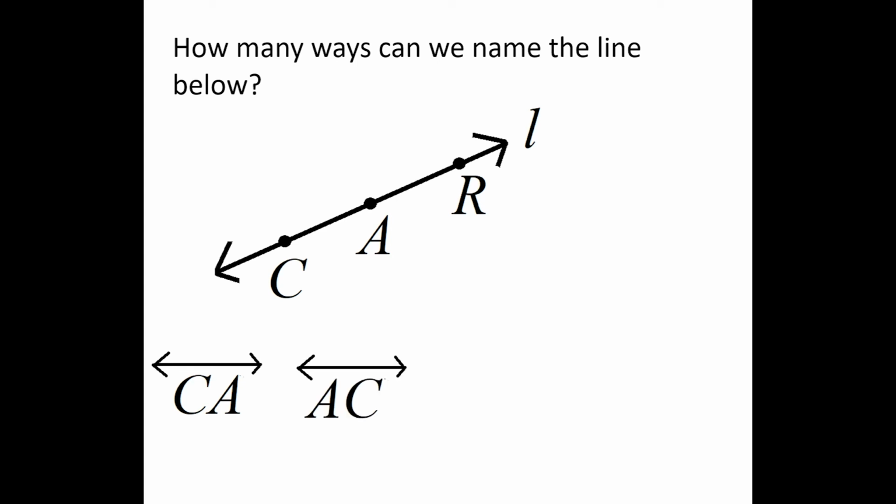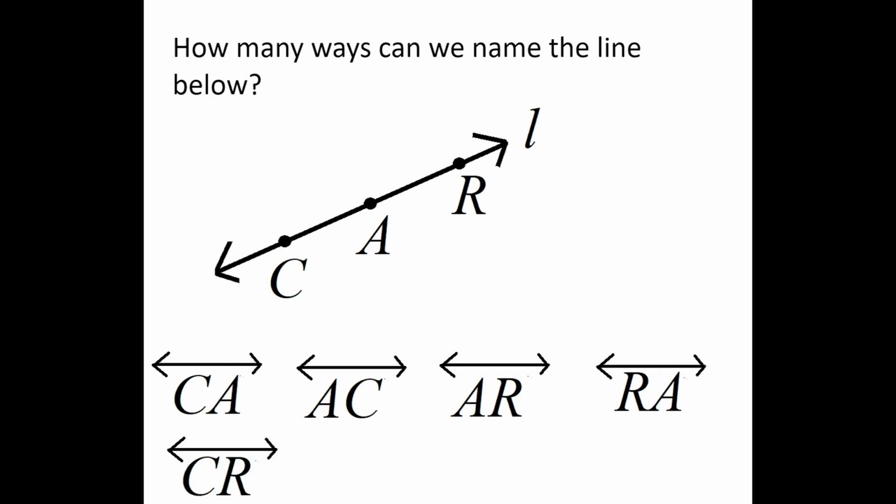You also could have named this line AR, or for that matter, RA, keeping in mind that every time we name that line, we include those arrows going in opposite directions. Likewise, we could have named this CR, because C and R are collinear points. Or we could have said RC.